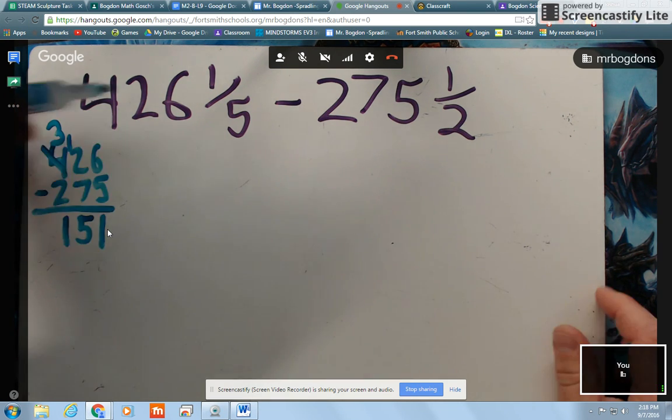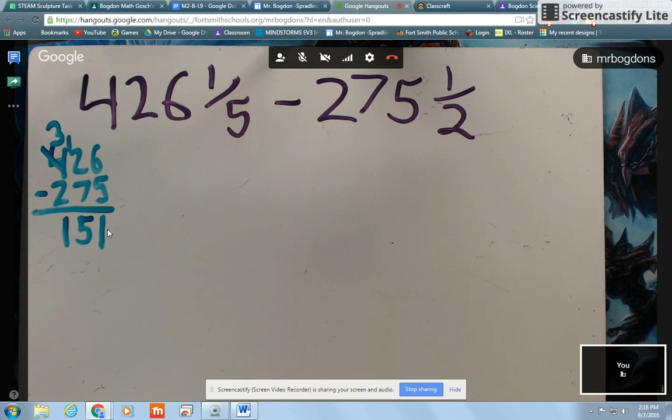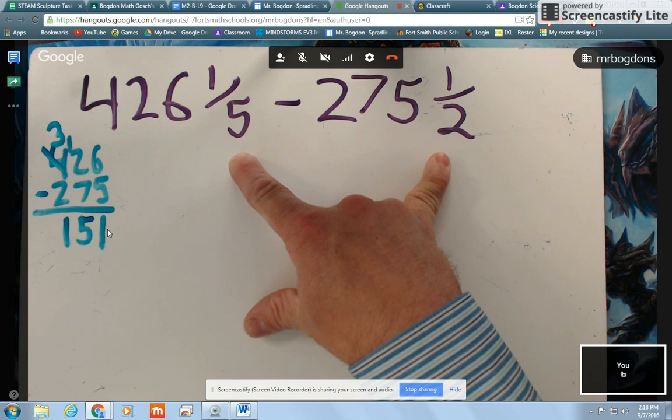Okay? Now, I'm looking at 5. I'm looking at 2. I'm saying that I want to find a common denominator before I go off and do something crazy, like subtract. Because if I add and subtract unlike denominators, I've done something crazy. What's a common denominator between 5 and 2? What's a common multiple between those two? 10.